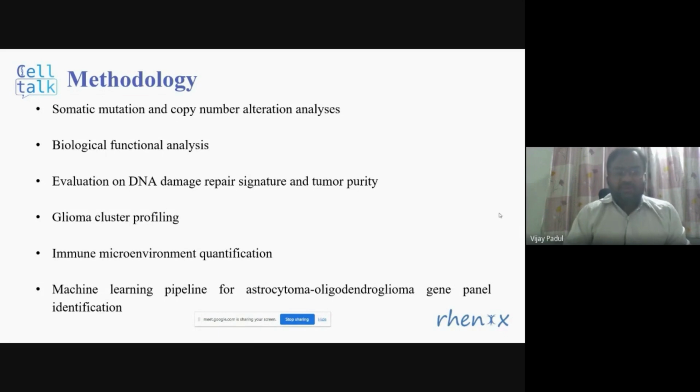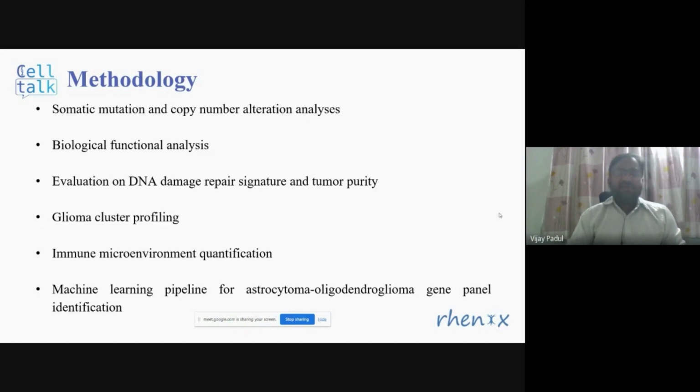Then they attempted immune microenvironment quantification. It is becoming apparent that immune suppression is an important aspect of tumor cell survival and growth. If tumor cells can evade the immune system, the tumor will grow. If the immune system is able to detect them, there might be a possibility of clearing those tumor cells. So how enriched the immune microenvironment is in these tumor types was identified.